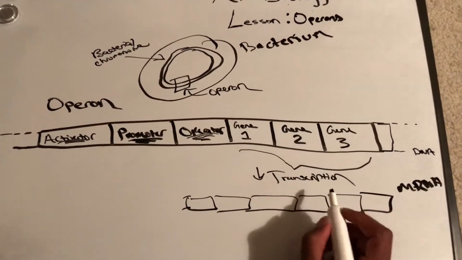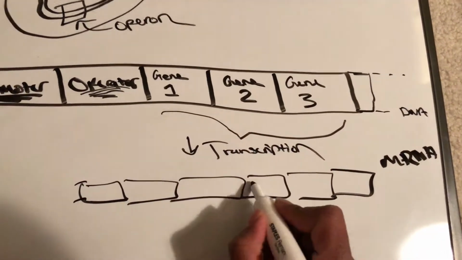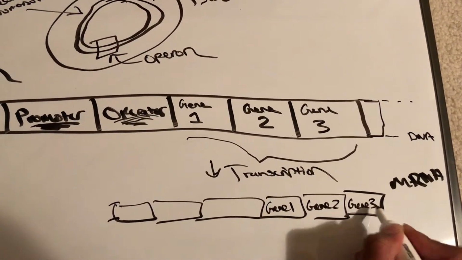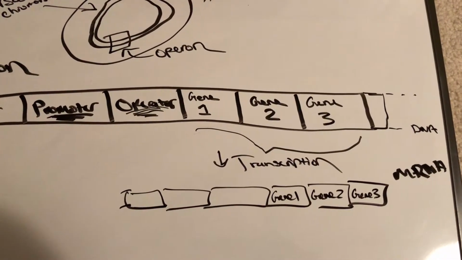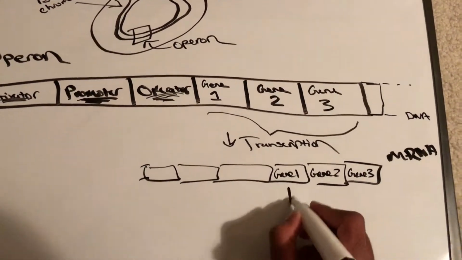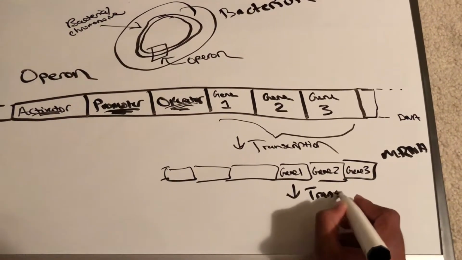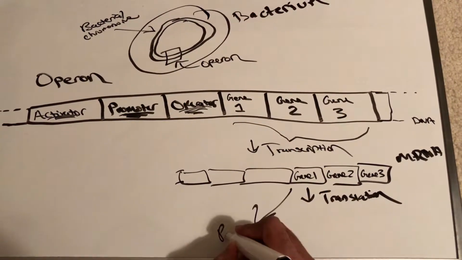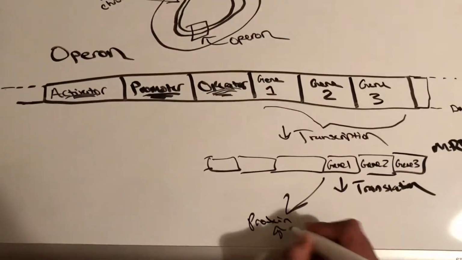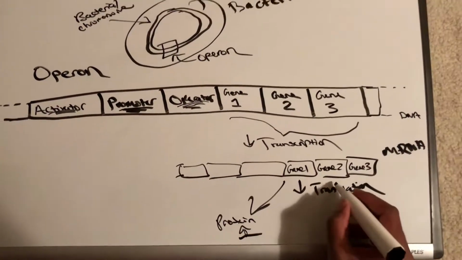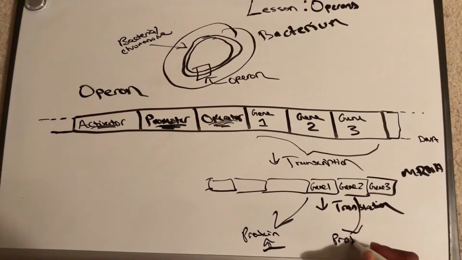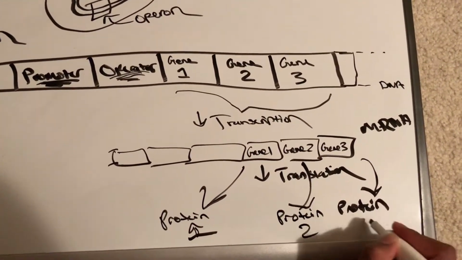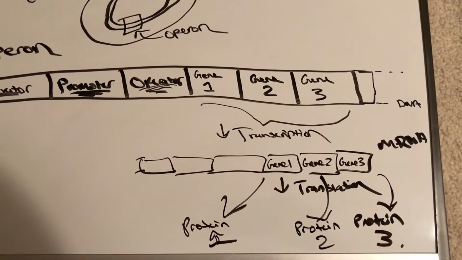mRNA. Gene 1, gene 2, gene 3. And this mRNA sequence, after the process of translation, all of these genes will turn into proteins: protein 1, protein 2, and protein 3. Basically, this is a basic operon.